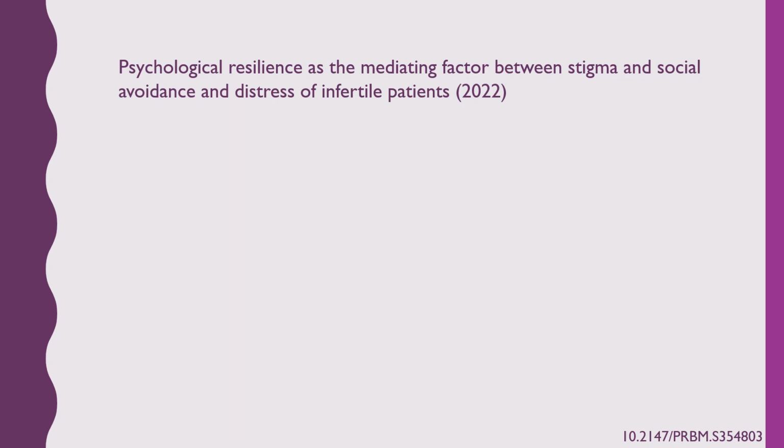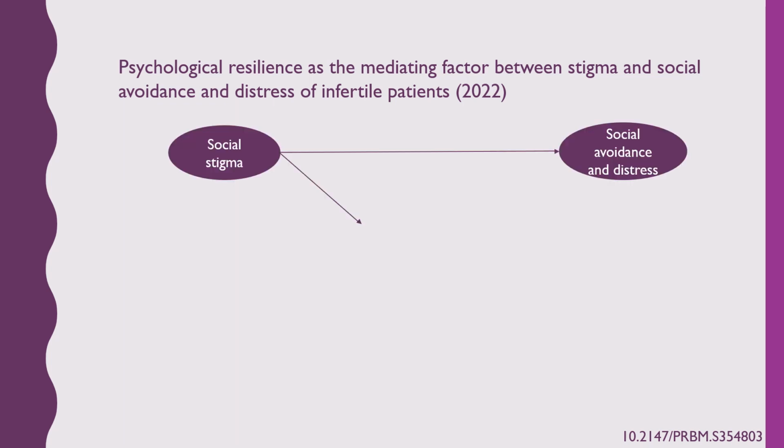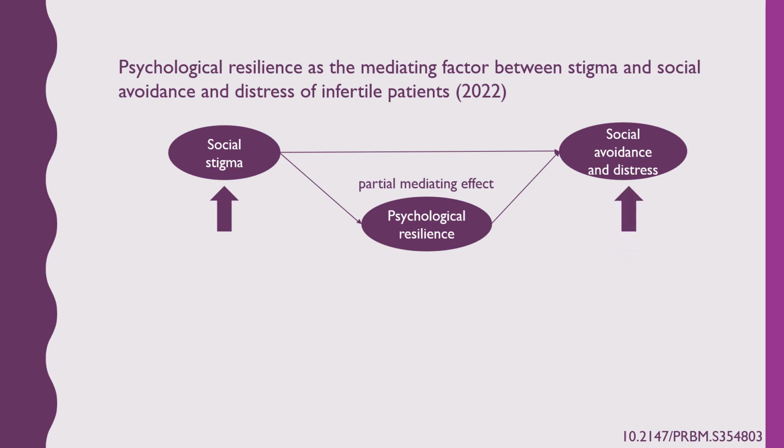Then in 2022, another paper came out about social resilience as a mediating factor between stigma and social avoidance and distress of infertile patients. So basically, the model looks a little bit like this. It's a model of partial mediating effect. We're going to see what this means. So social stigma directly influences social avoidance and distress. When social stigma is high, social avoidance and distress is high as well.